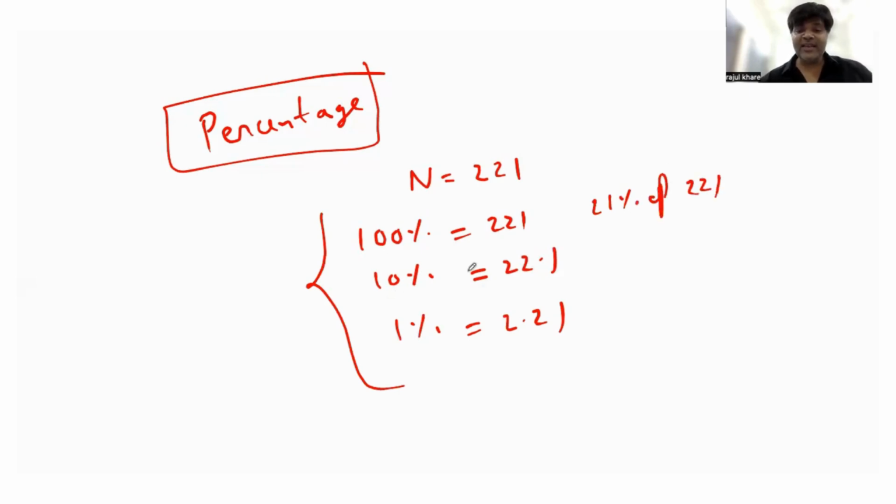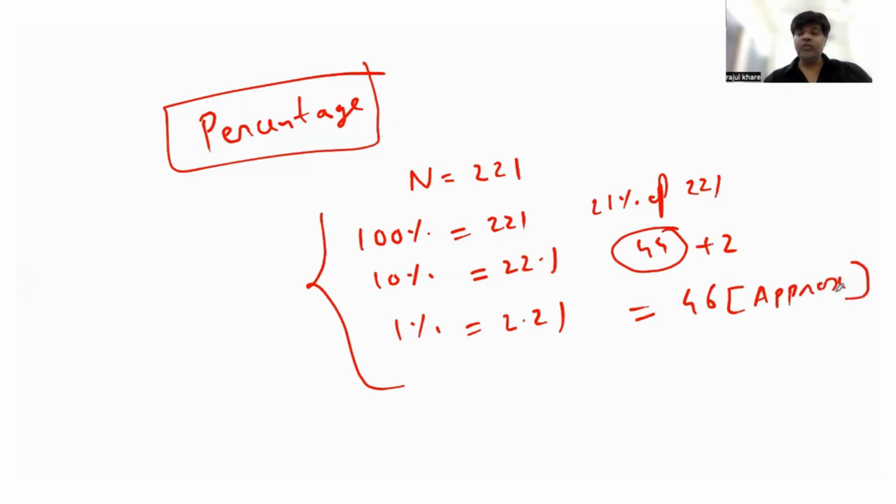So if I ask you, what is 21% of 221? I can directly say that 10% is 22. So 20% will be approximately 44. 1% is 2.21, so I will add 2. So the answer will be approximately equal to 46. So what am I doing? I am asking you to solve 21% of 221, and I need an approximate answer because in CAT there will be 4 options.